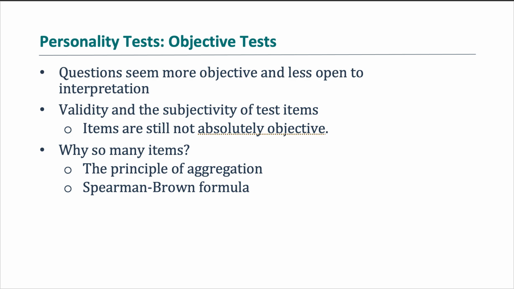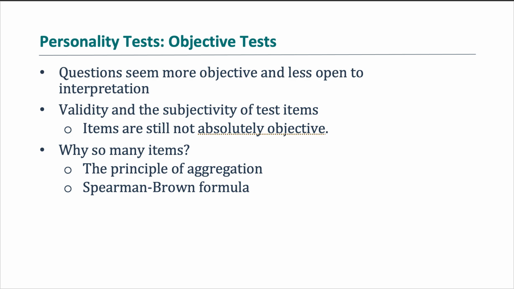A good example of an objective test would be the Big Five inventory. And the Big Five, basically, there's 5 different traits that they're looking for. They're looking for openness, conscientiousness, extroversion, agreeableness, and neuroticism. And so they're looking at those 5 different traits, and they give a lot of questions to get to that answer. Now, this is definitely built on what we call the principle of aggregation.